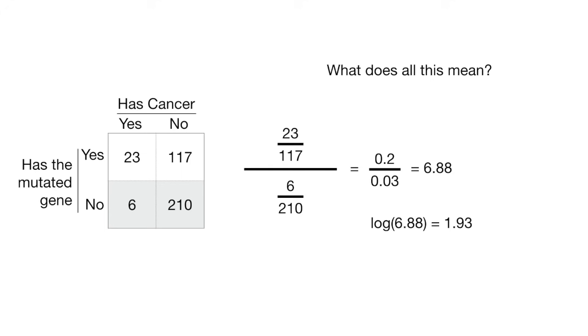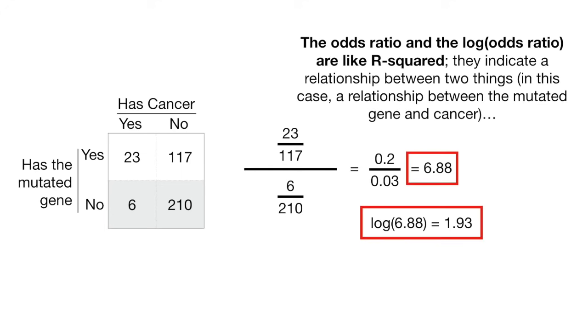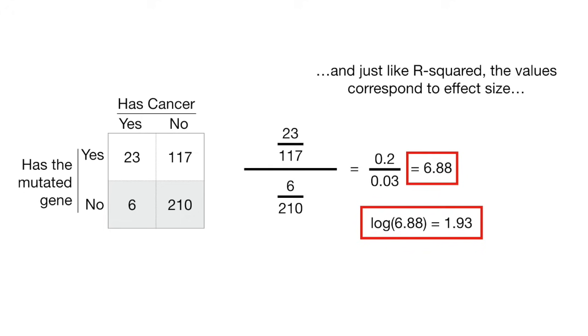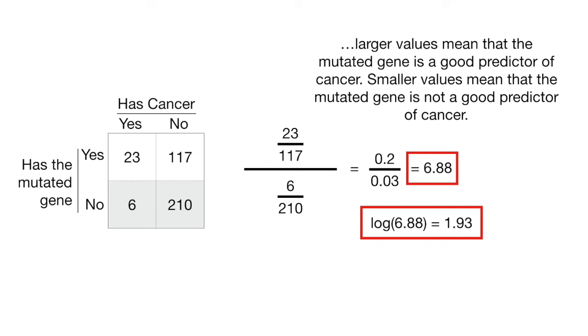What does all this mean? The odds ratio and the log of the odds ratio are like r squared. They indicate a relationship between two things. In this case, a relationship between the mutated gene and cancer. And just like r squared, the values correspond to effect size. Larger values mean the mutated gene is a good predictor of cancer. Smaller values mean that the mutated gene is not a good predictor of cancer.